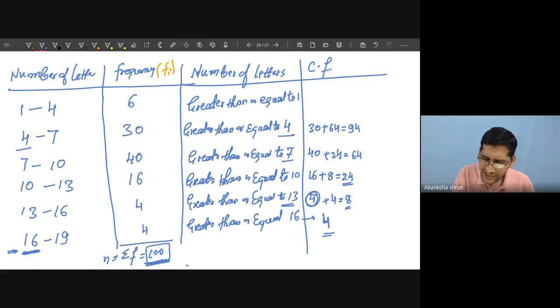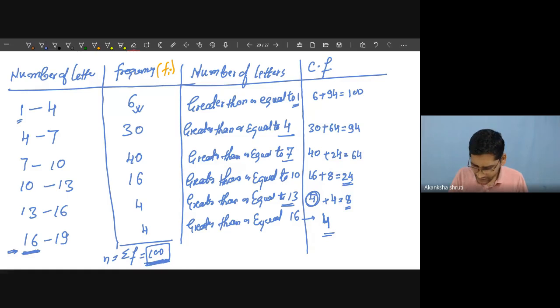Next one is our greater than 1. Greater than 1 means 1 to 4, which is our 6, and greater than 4 goes to the last. It includes everything, our 94. It is our 100. So what are we observing in this case? Greater than 1 is all the frequency because 1 is the lowest limit. That's true. So that's why the other way of writing this could be like this one.